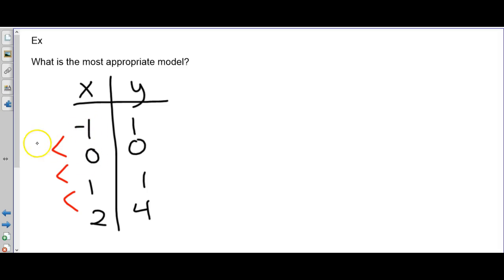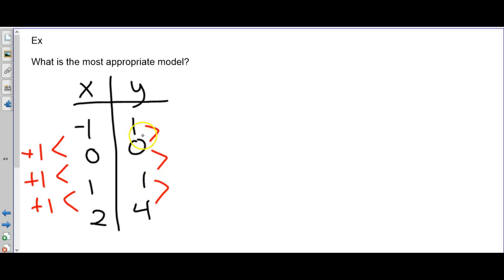So from -1 to 0, I added 1. And from 0 to get to 1, I add 1. From 1 to get to 2, I add 1. So we're adding the same amount every time. On the right side is really where it's going to tell us if we're linear, quadratic, or exponential. On the right side, we're going to try the same thing.